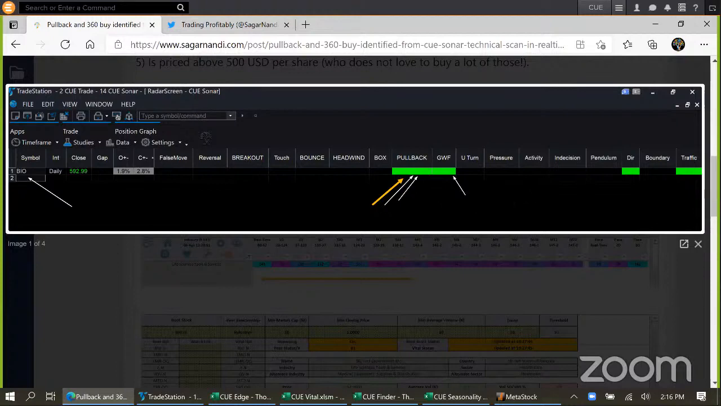The bullish flow was there. It was in a confirmed uptrend. Price was above both yellow and white direction lines, and those lines were also going up. Traffic light was also bullish. So technically, first I found it from Sonar.